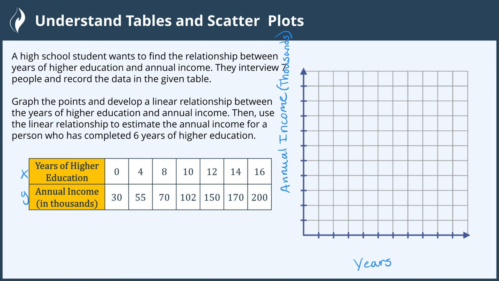Now we'll need to decide on a scale. Across the bottom we have 10 units, and for our domain it looks like we're going up to 16. So if we make each unit a scale of 2, then we'll get all the way up to 20, giving us room to graph our 16. Again, we have 10 units going up for the annual income, and we need to get up to 200. Let's go every 20 so that we get all the way up to 200.